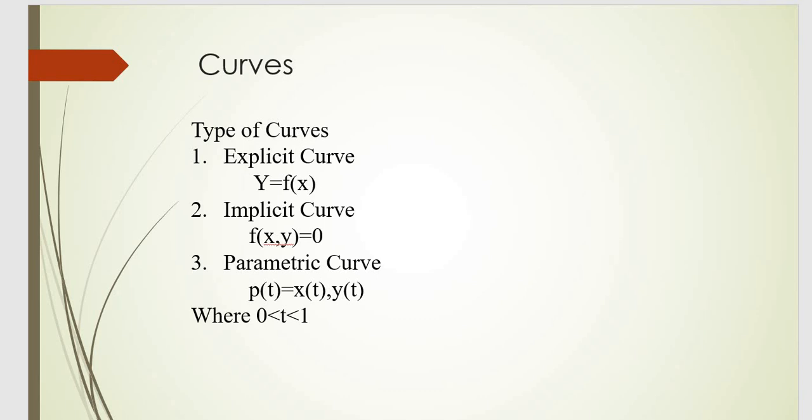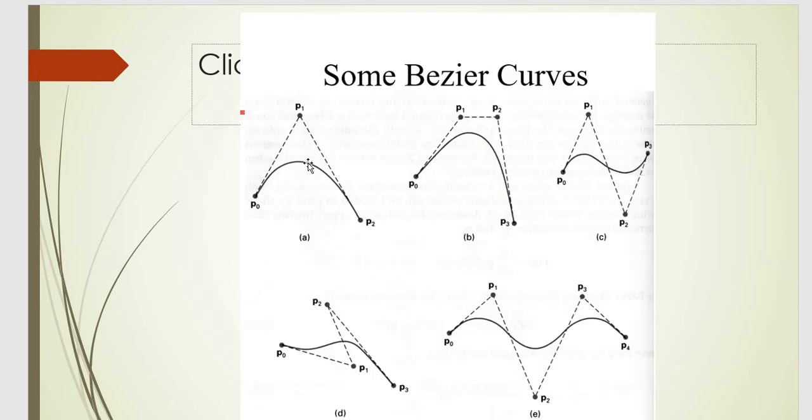I will show you a few types of the Bezier curve. What is this Bezier curve? A Bezier curve is defined by the control points. Now what is a control point? P0, P1, P2 are the control points. If we have two control points, then my curve is known as a linear curve. In case I have three control points, then my curve will be known as a quadratic curve.